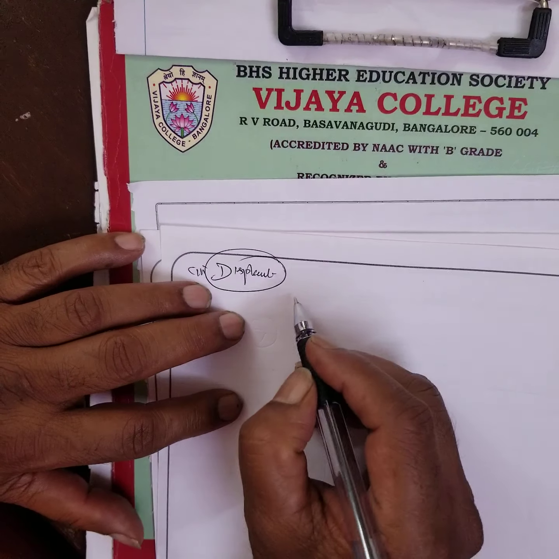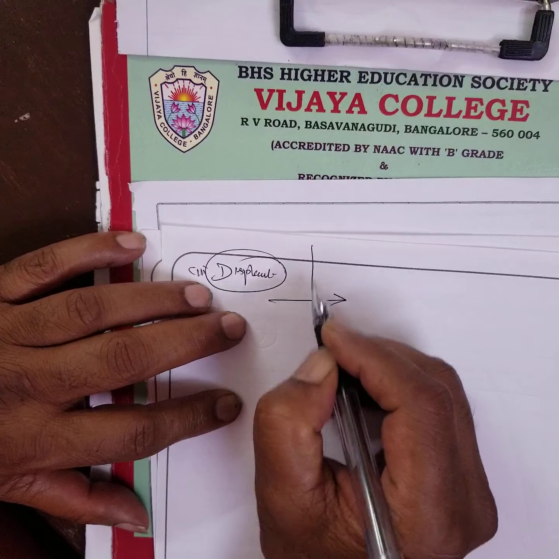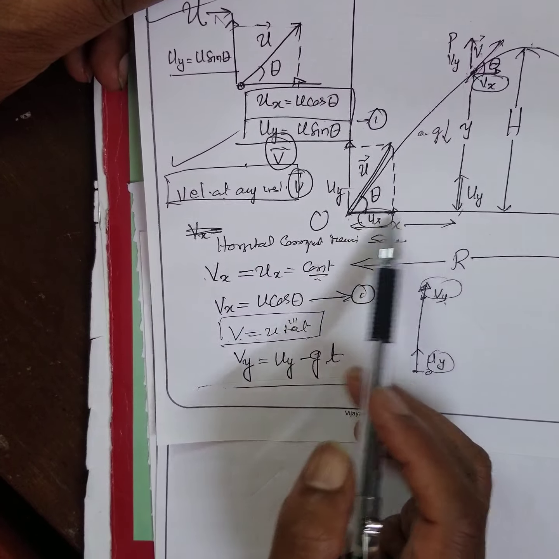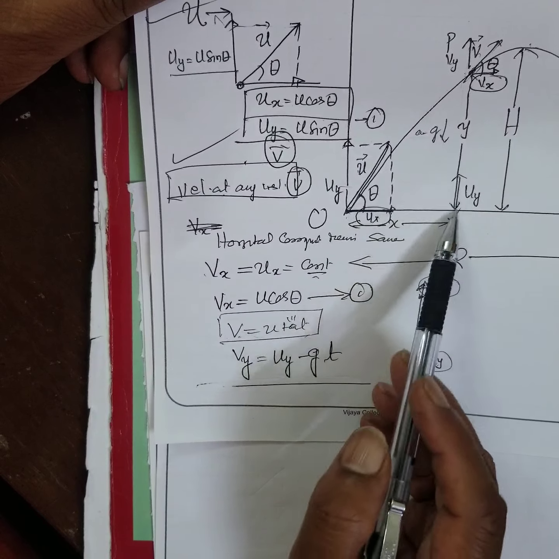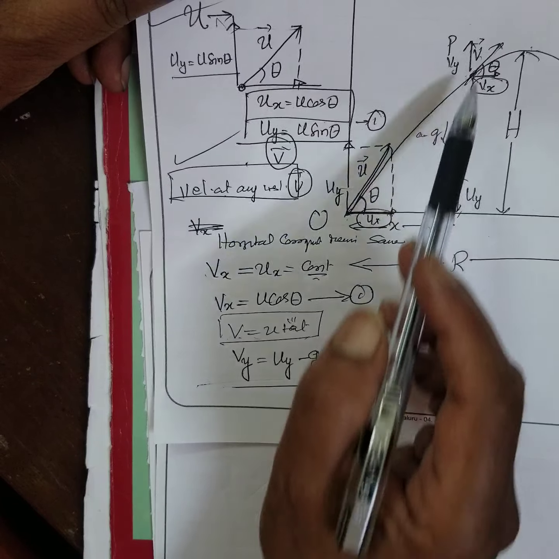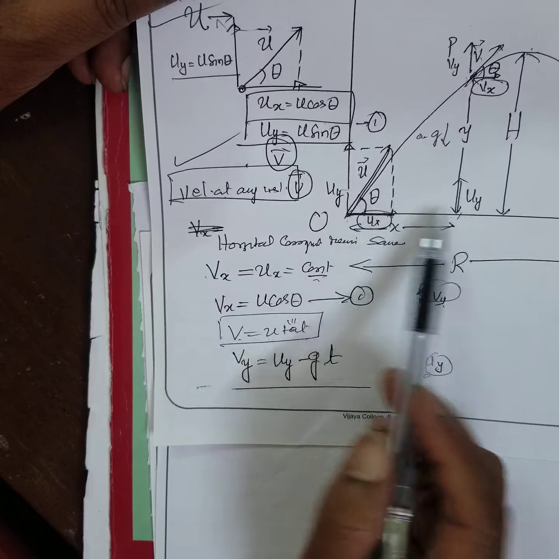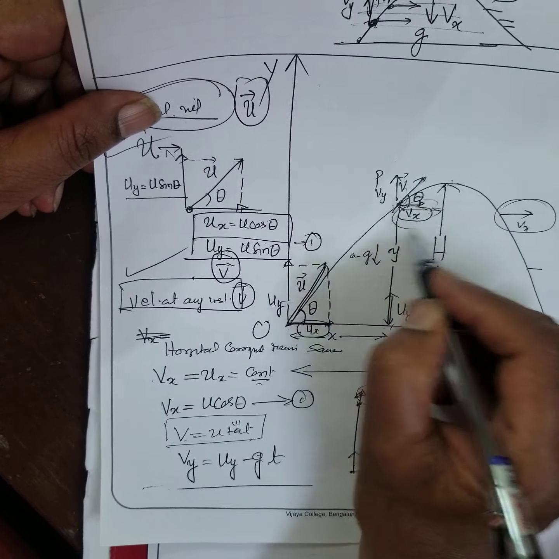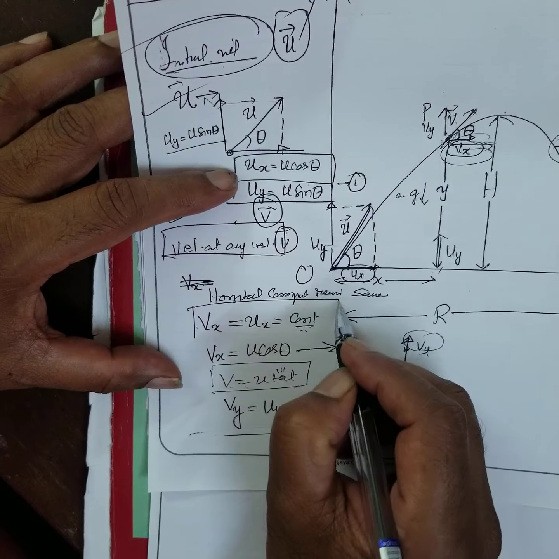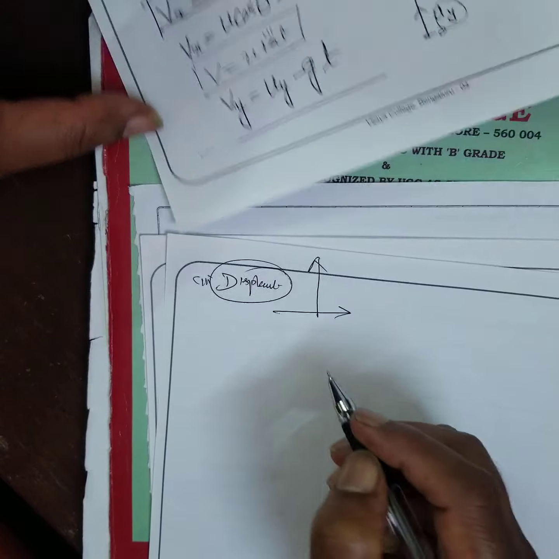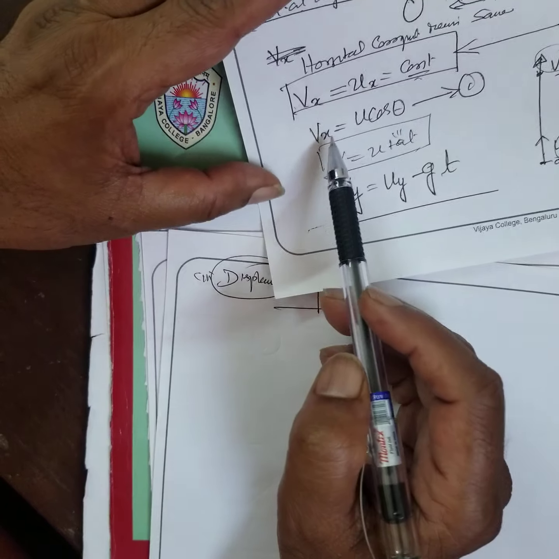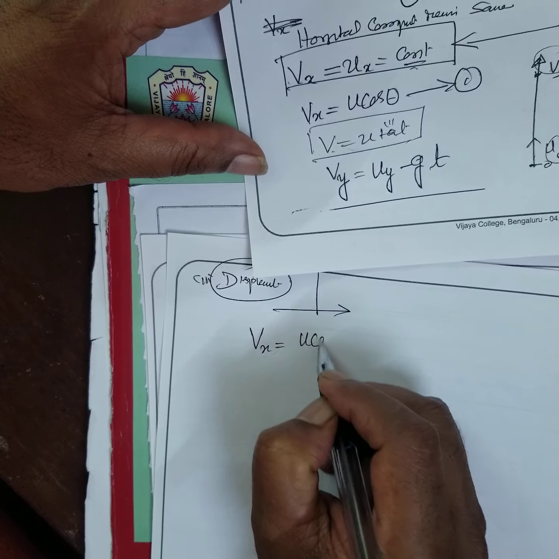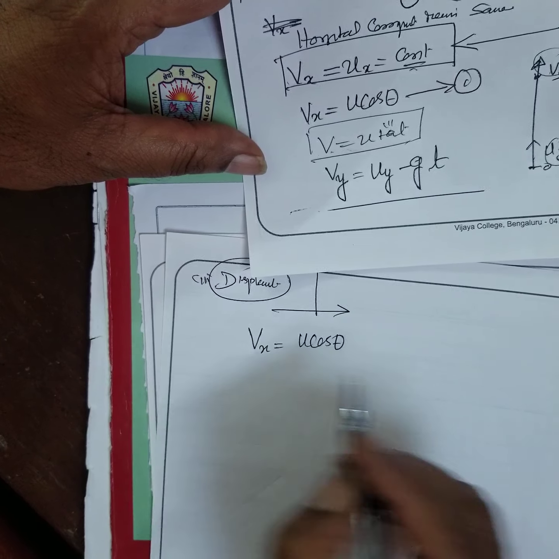What are the displacements you will observe here? One is horizontal displacement, another is vertical displacement. Now, what is the horizontal displacement taken by the projectile? This one. And this is the vertical displacement. Horizontal displacement, as you know, the horizontal velocity remains constant, right? Therefore, what is Vx? Vx is equal to u cos theta.